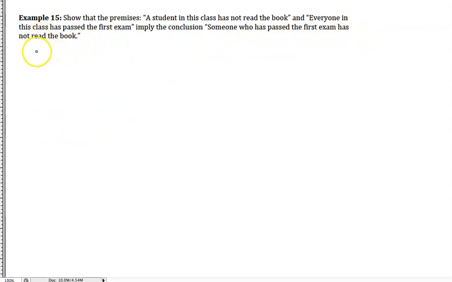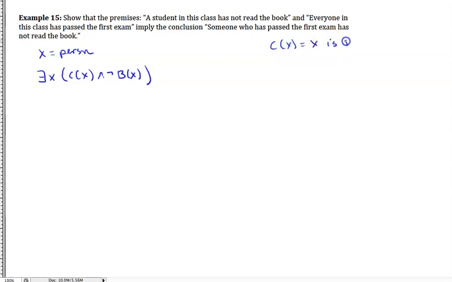So first, let's translate. We have our variable be the person. To translate the first premise, a student in this class has not read the book, we're going to say there exists a person who is a student in this class and has not read the book. All right, so C of x is that this x is in this class, and B of x is that x has read the book.